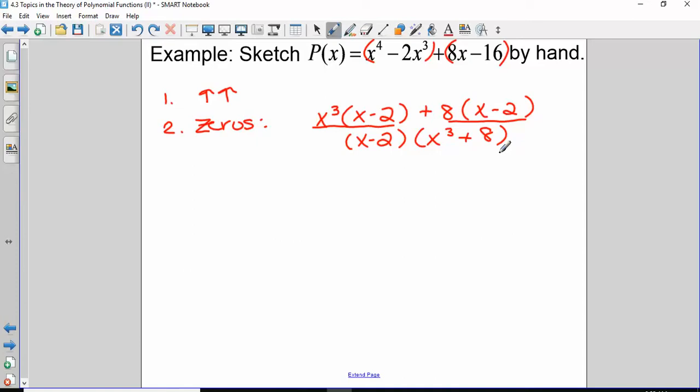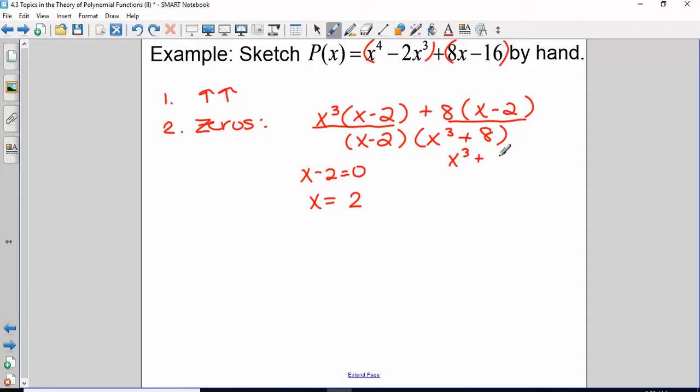Okay. Technically, x cubed plus 8 can factor. It's a sum of cubes. When we did those, I just gave you a formula to factor it. But I'm just going to leave it like this because I think we can find our zeros from here, can't we? If you set the first parenthesis equal to 0, if x minus 2 equals 0, you get x equals 2.